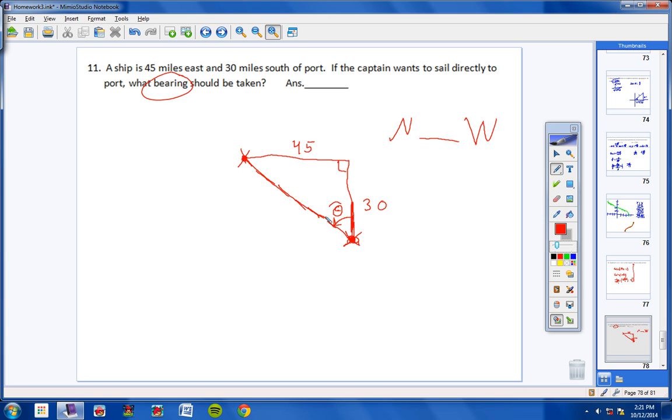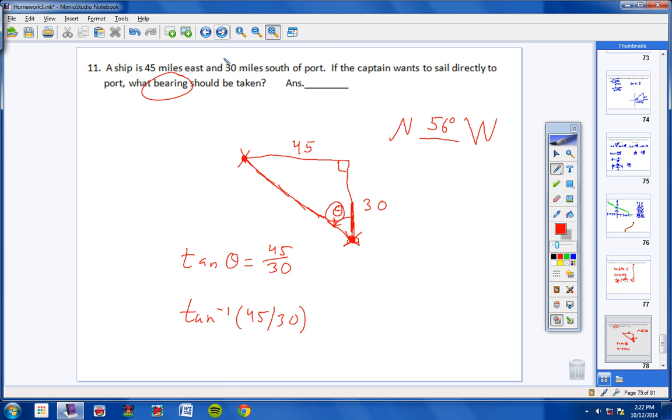So based on this angle here, I have opposite and adjacent. So tangent of theta equals opposite over adjacent. Use your second tangent button because you're looking for an angle. So second tangent of 45 divided by 30. And hit enter, and you should get approximately 56 degrees. So there you go. North, 56 degrees west. Okay?